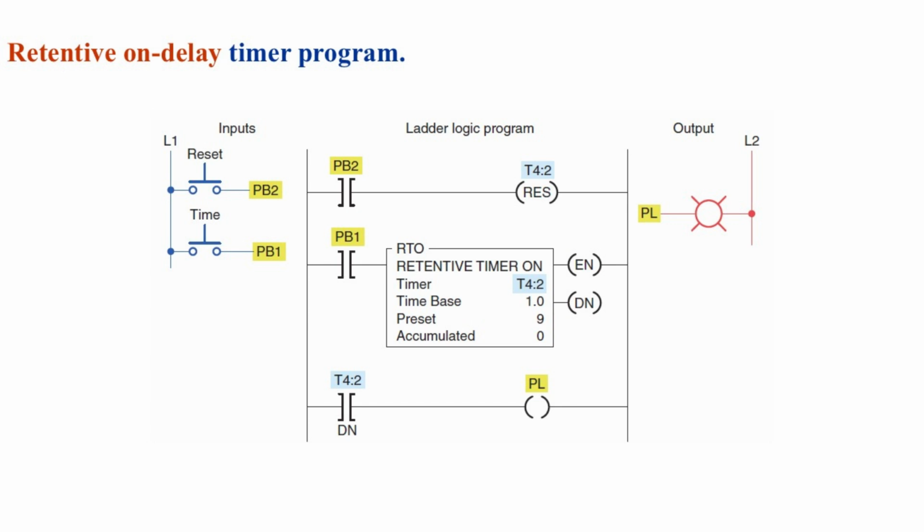In summary, the retentive on-delay timer keeps track of elapsed time even when the input turns off, and it only resets when a separate reset command is given. It's ideal for applications where total runtime must be accumulated, such as tracking machine operation hours or cumulative warm-up cycles.